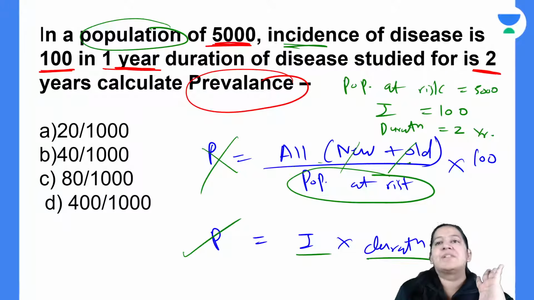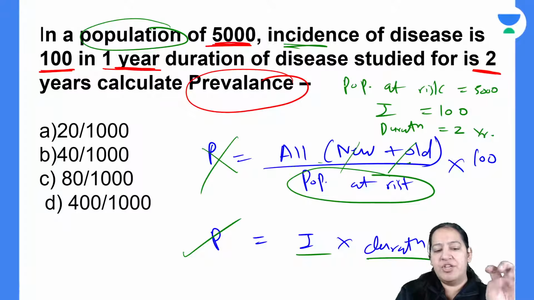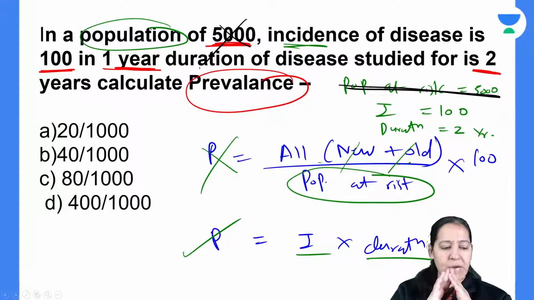Incidence is given, duration is given. So this information is just to confuse you. Which information? Population at risk. It is given just to confuse you. There is no need of this in this formula. Is it required? Yes or no? I'm asking you. Is it?